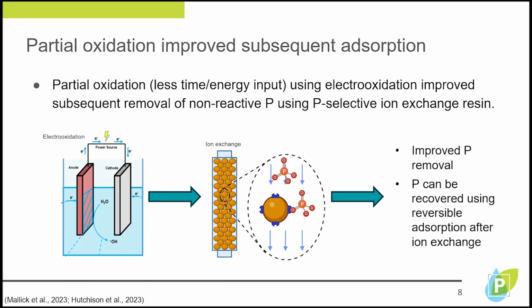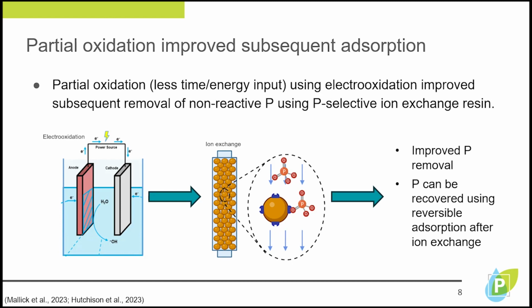And what we found was that the pre-treatment using electrooxidation did improve phosphorus removal, and therefore it also improved our recovery, because that ion exchange is a reversible absorption process. So we can get a pure concentrated form of phosphorus after this that is then able to be reused in different types of systems.